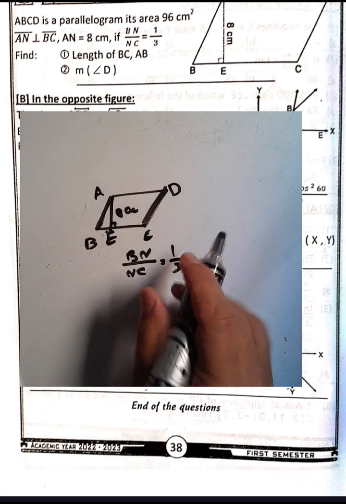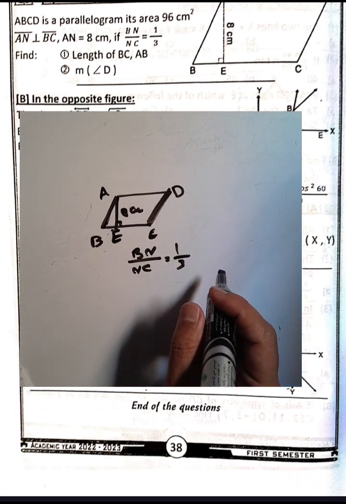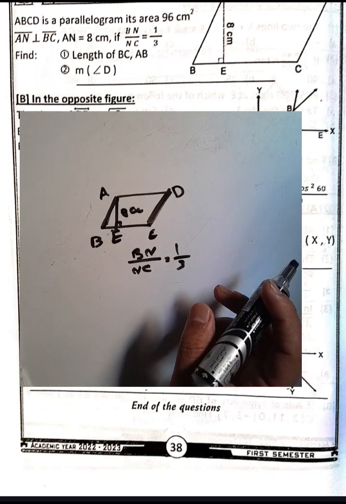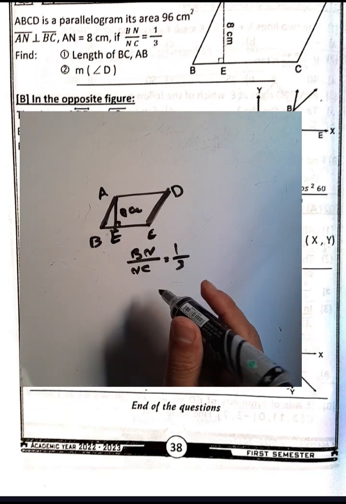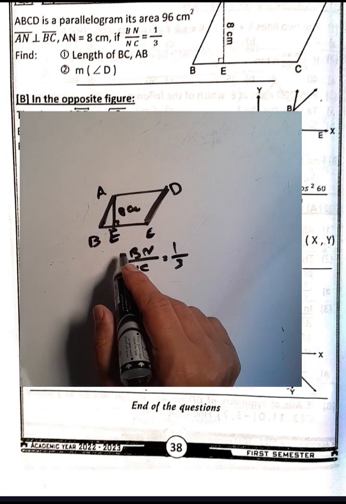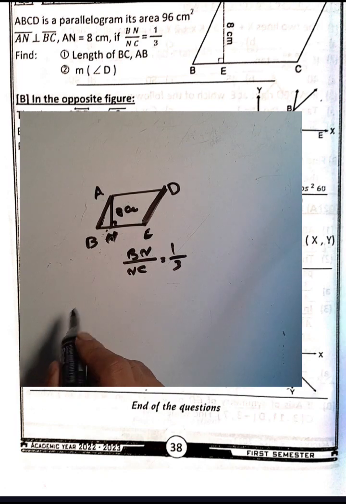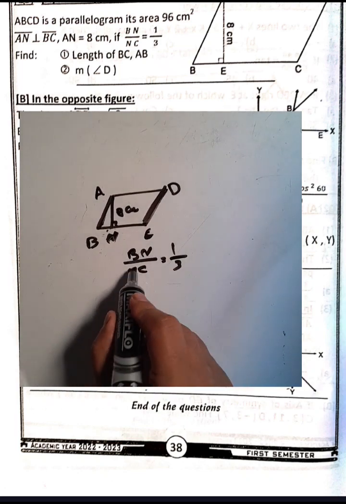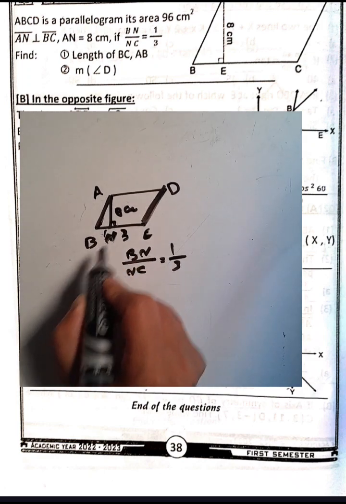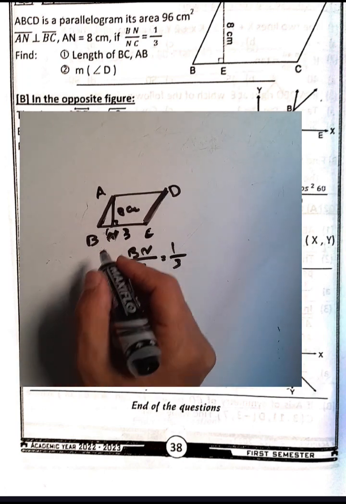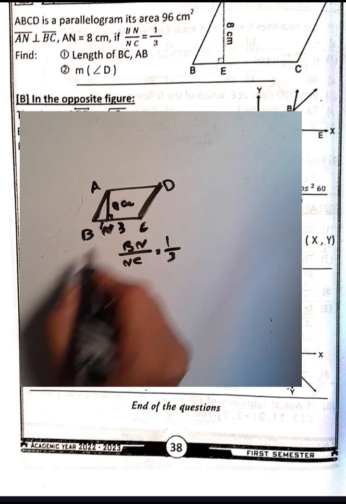The ratio between BN, where N in this example we haven't named N, they give us BN again. Okay, it was N. AN perpendicular to BC, it was N. Then the ratio between BN and NC is 1 to 3.